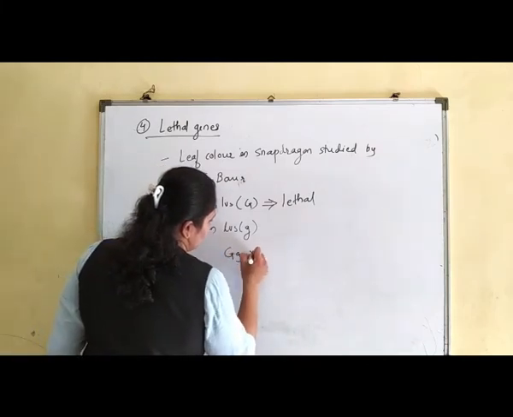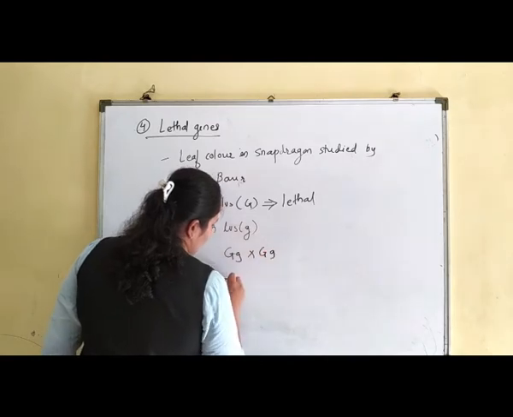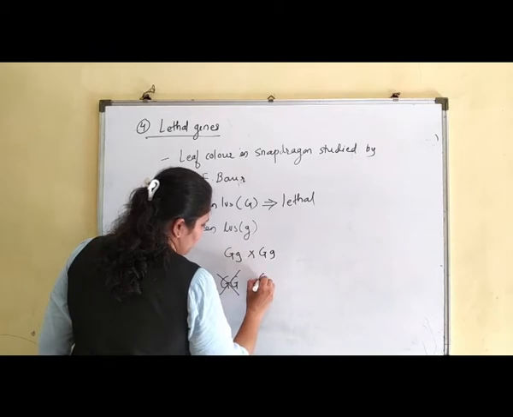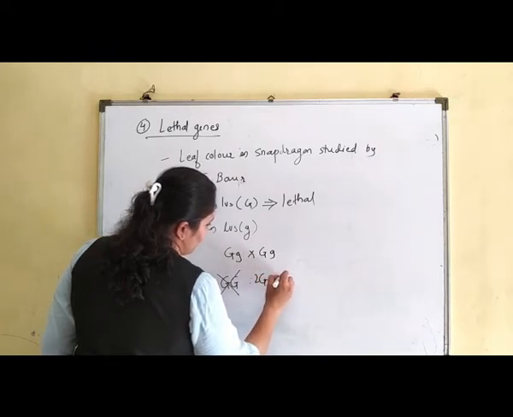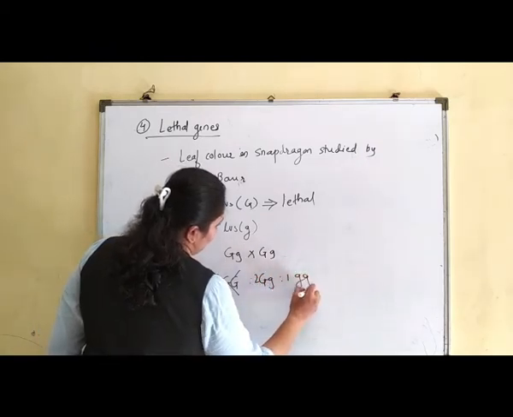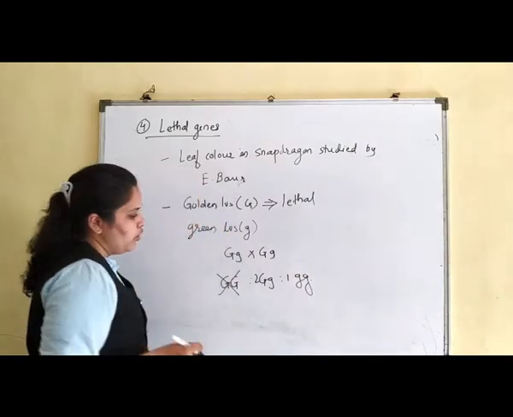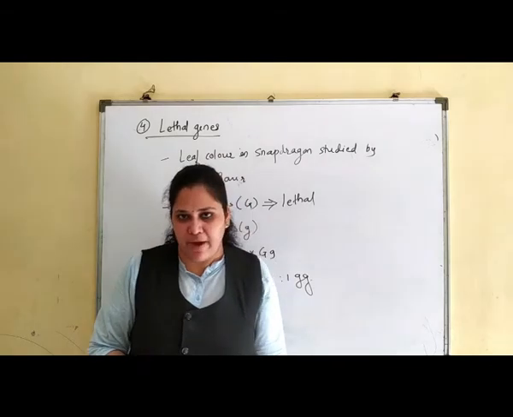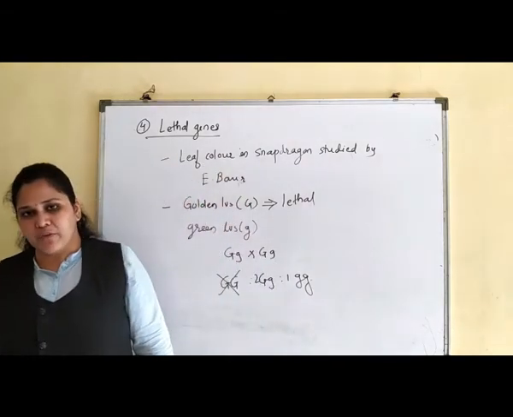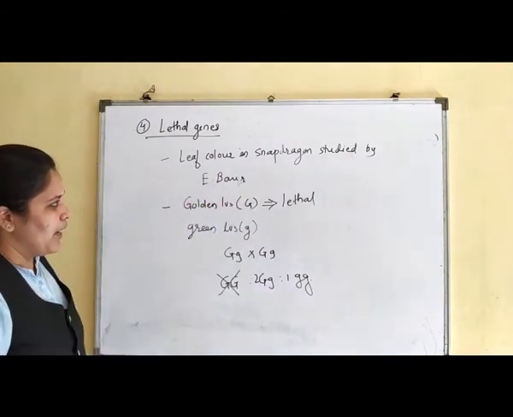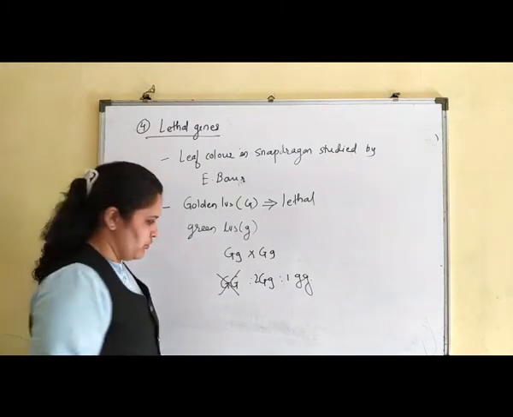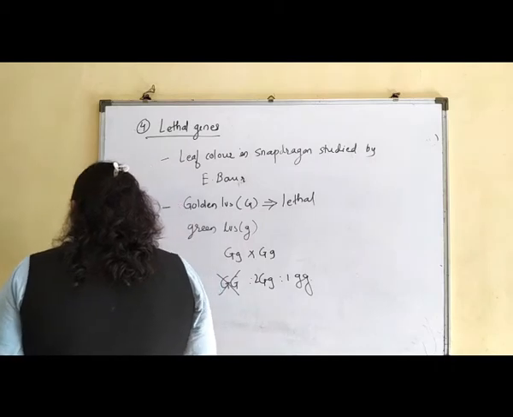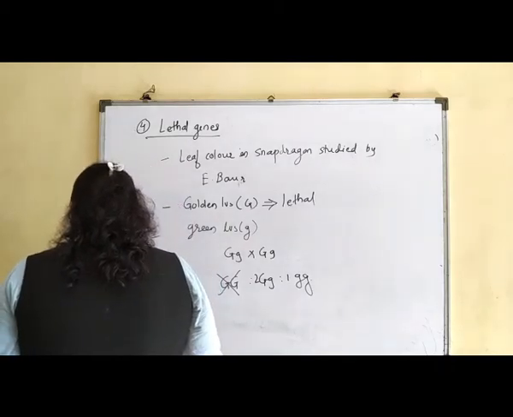Again, in a cross between heterozygous individuals, the dominant individuals will die. So we will get a 2:1 modified ratio. So in the case of a lethal gene, the genotypic ratio is modified to 2:1. So in snapdragon, in plants also, lethal genes are found. And the last example of allelic interaction is pleiotropy.